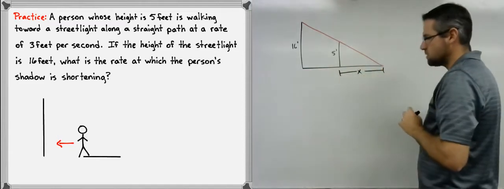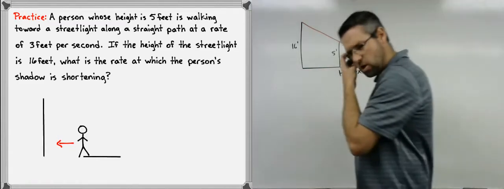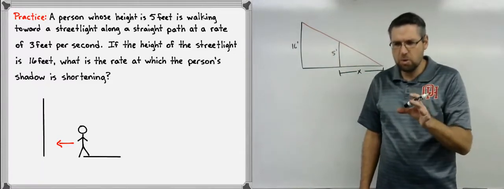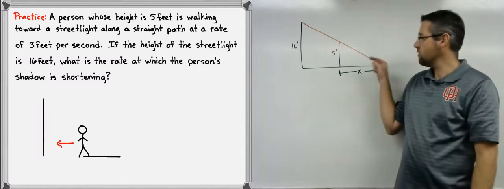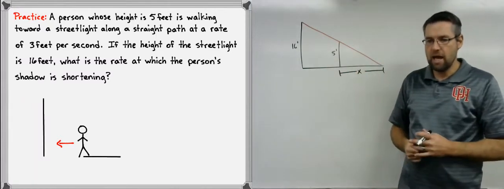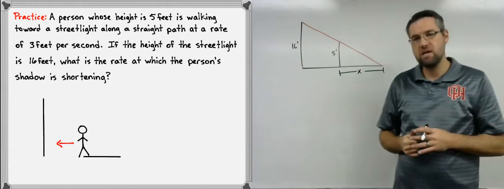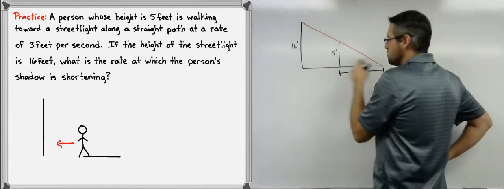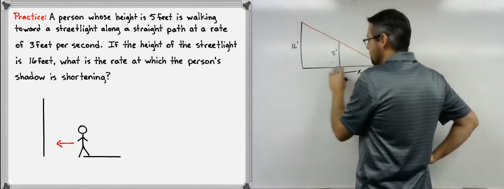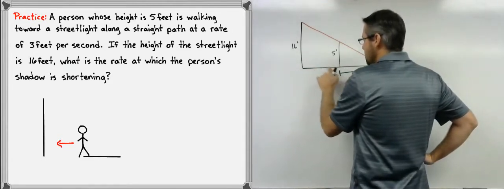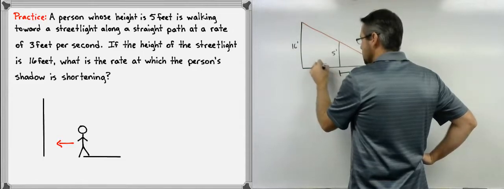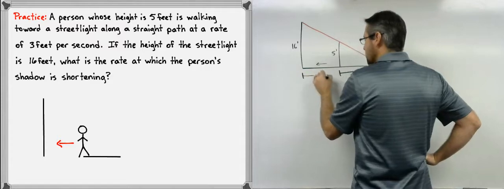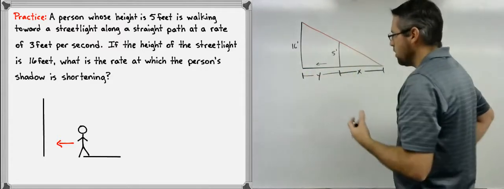We don't know what x is. What else do we know in this problem? Well, it says that this person is walking toward the street light at a rate of 3 feet per second. So she's walking towards the street light. She's going this way, or he's going this way. So I'm going to call this length here y. That length is y.